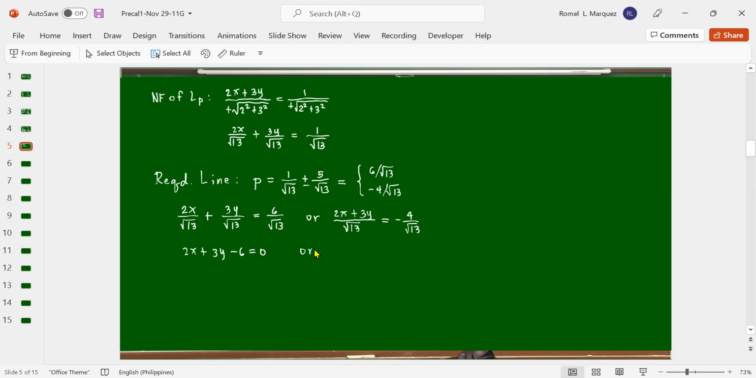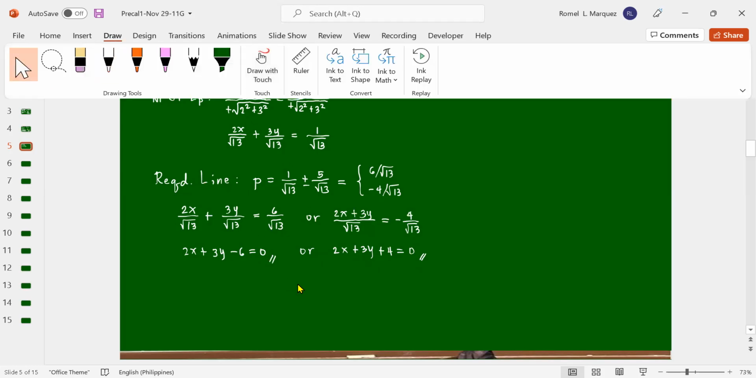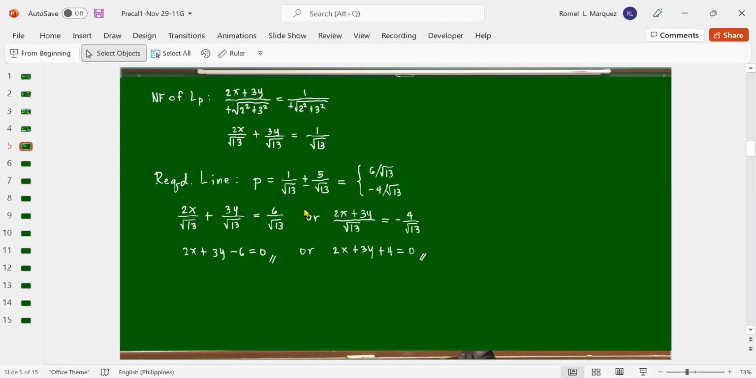What about the second one? 2x plus 3y equals negative 4, then plus 4 is equal to 0. Get it, children? Any question with this, guys? Okay, if you don't have any more questions about this.